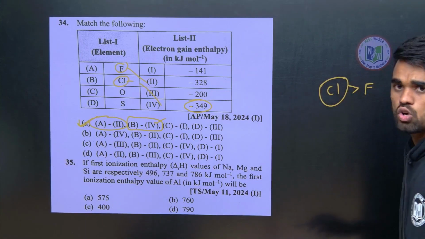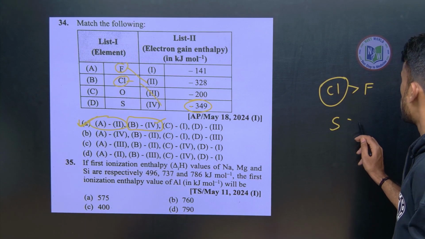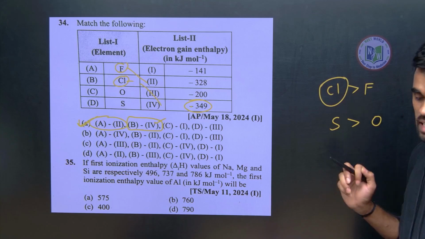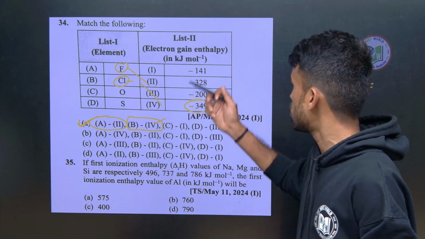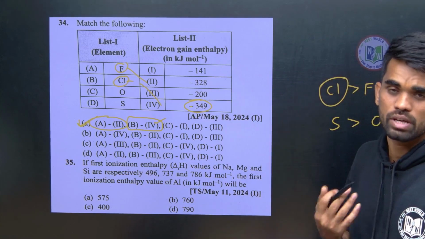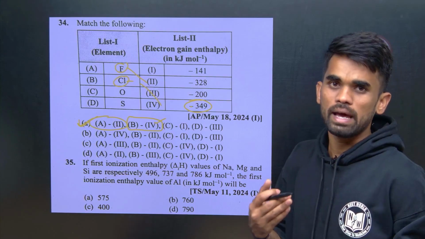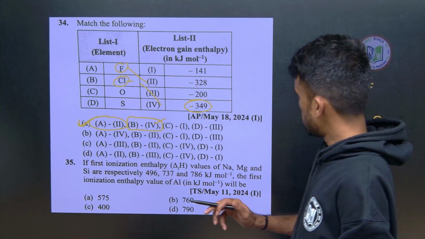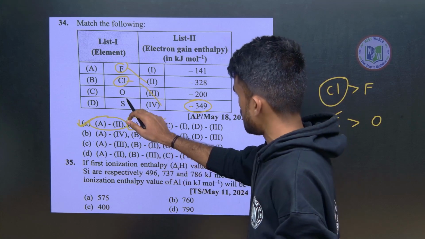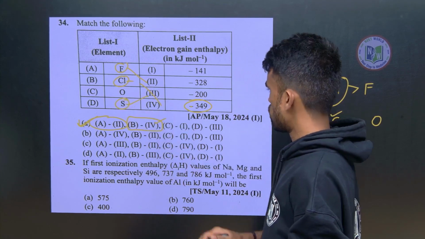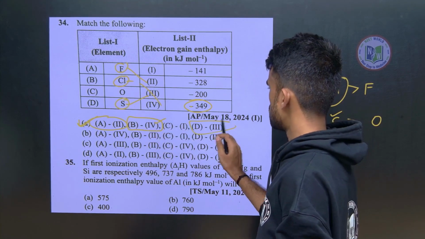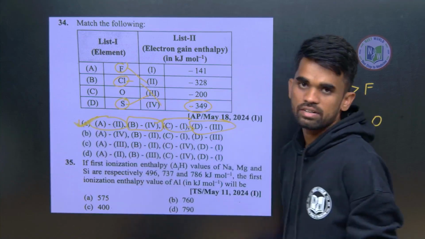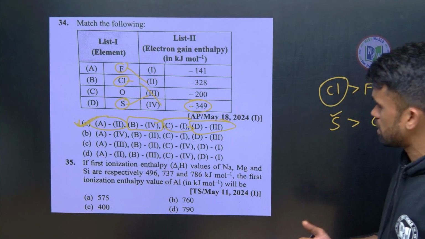When it comes to the oxygen family, sulfur has more than oxygen. Oxygen has the least electron gain enthalpy, the least tendency to gain the electron among the 16th group elements, and sulfur is the highest in that 16th group. So the next highest value is D3. D3, yes. So C1, yes, this is the correct one. Okay, let's go for the other question.